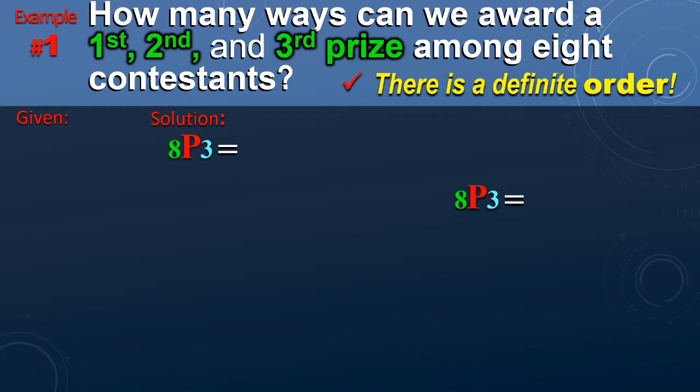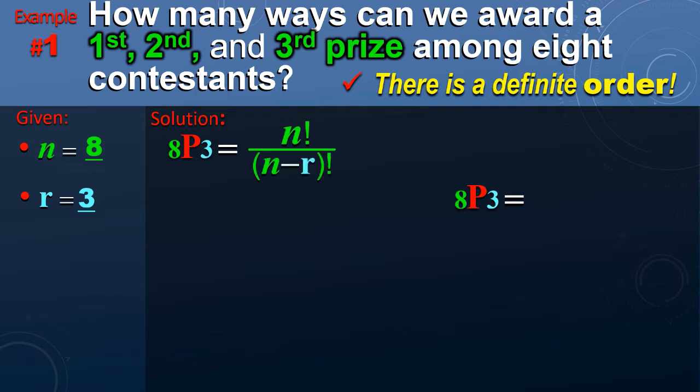Now, let us get the given. So what will be the given? Our n is 8 and our r is 3. Now, since there is a definite order, we are going to use permutation. So the permutation of n taken r is equal to n factorial over n minus r factorial.